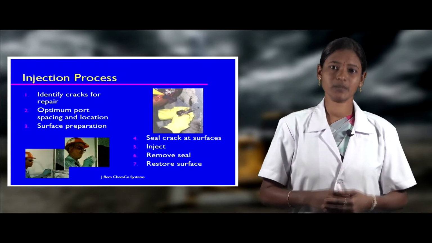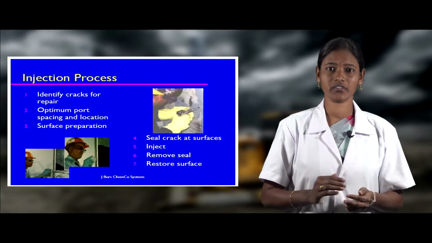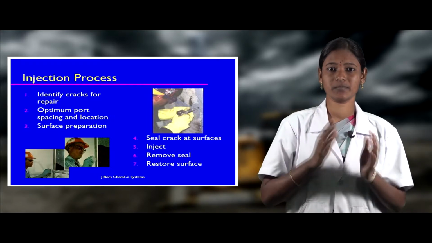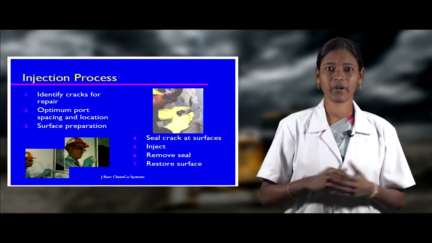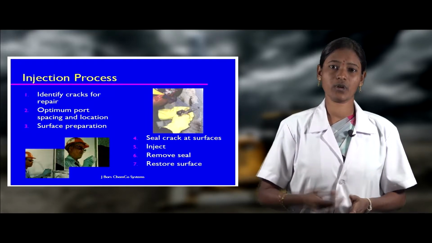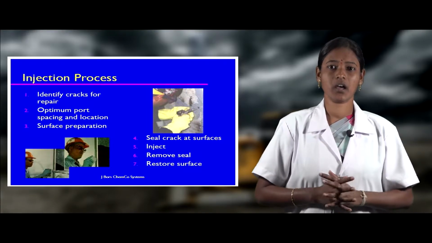These are the steps that should be followed during the injection process. First, you have to identify the cracks for repair. Next, you have to prepare optimum ports based on spacing and location. Then you have to prepare the surface for injection and seal the cracks and surface. Then you inject the epoxy resin, remove the port, and restore the surface by application of sealant.